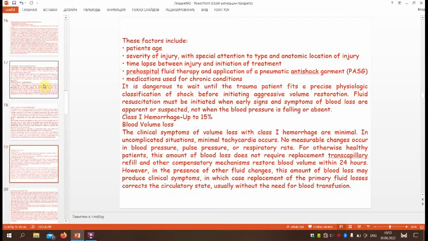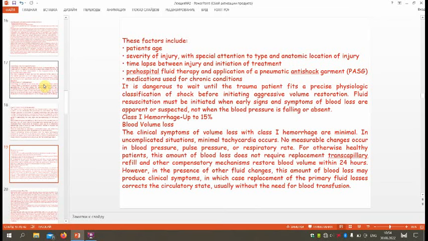It is dangerous to wait until the trauma patient fits a precise physiological classification of shock before initiating aggressive volume restoration. Fluid resuscitation must be initiated when early signs and symptoms of blood loss are apparent or suspected, not when the blood pressure is falling or absent.